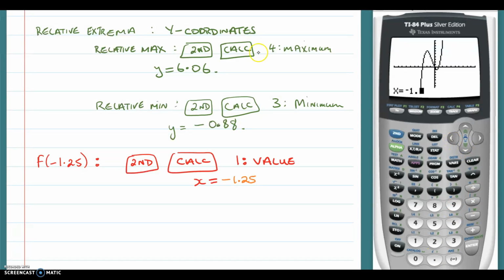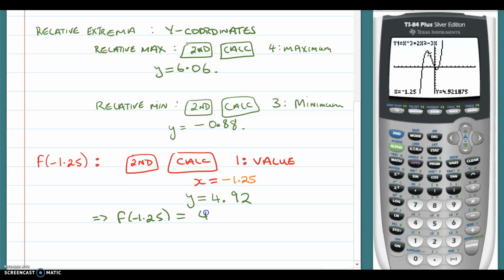Okay, press enter. And the value is the y coordinate. You can see the cursor flashing. The value is the y coordinate. Y equals 4.92. I'm not quite sure what's going on with me today. So that means f of negative 1.25 is equal to 4.92.